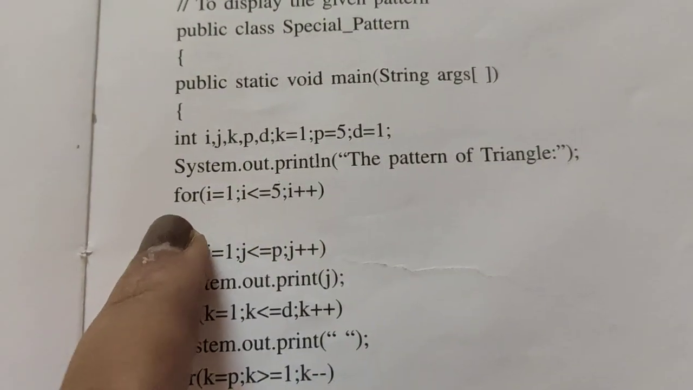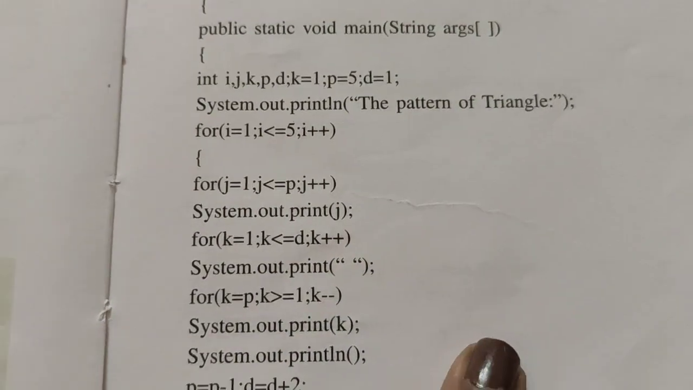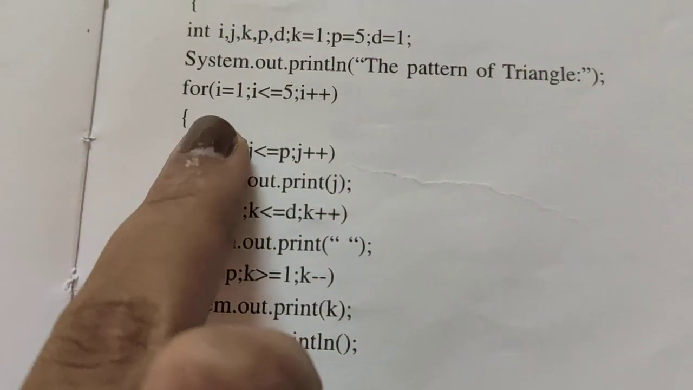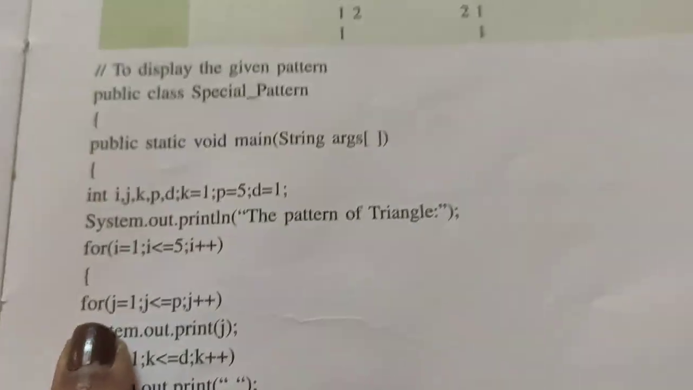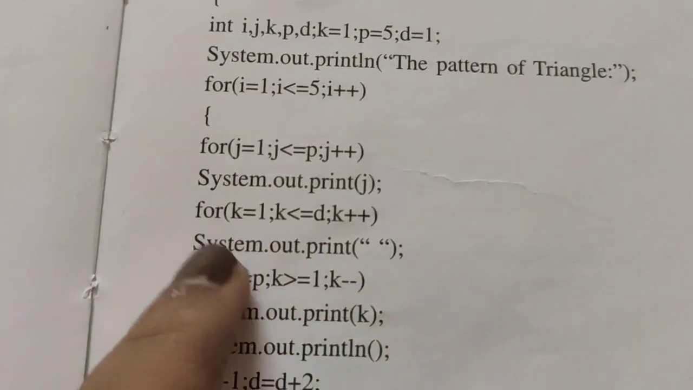See here, for i is equal to 0, i less than or equal to 5, i plus plus. Okay, because we have 5 iterations here. For that they have given 5 rows, so they have given i less than or equal to 5. To print the first line 1, 2, 3, 4, 5, this loop is used.